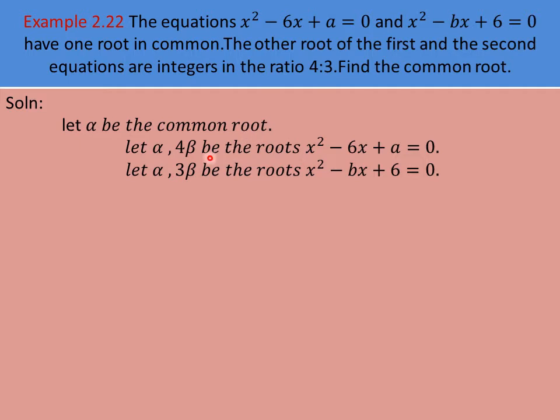Okay. So one root is common. Alpha is common for both the equations. So the other root for the first equation is 4 into beta. Since it is in the ratio form, along with this number it will take a scalar. So here I am taking the scalar as beta. So the second root for the second equation is 3 beta.